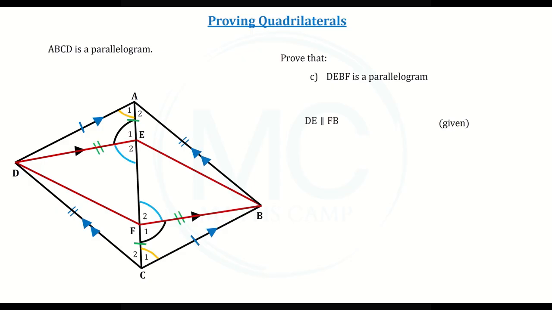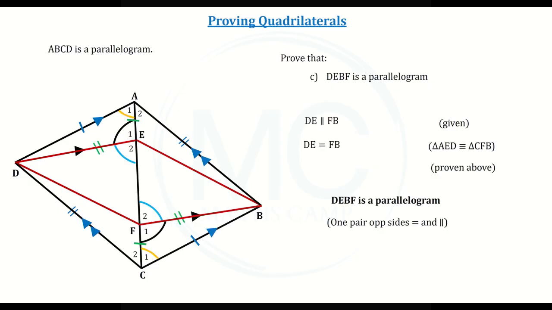We know that DE is equal to FB because triangle AED is congruent to triangle CFB, and we have proven this above. Now we can see that DE is parallel to FB and the two sides are equal as well. This is enough to prove a parallelogram. So as our final answer, we say DEBF is a parallelogram because one pair of opposite sides is equal and parallel.